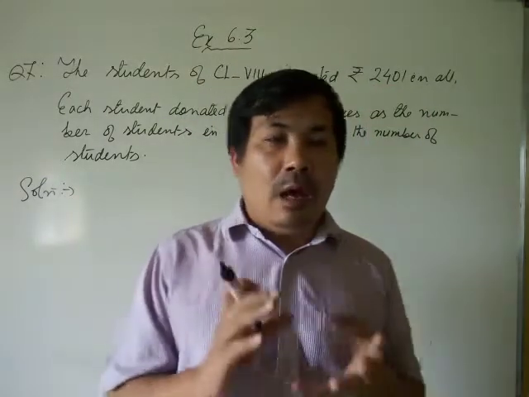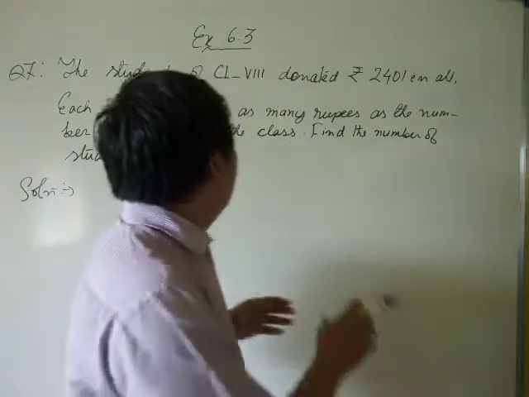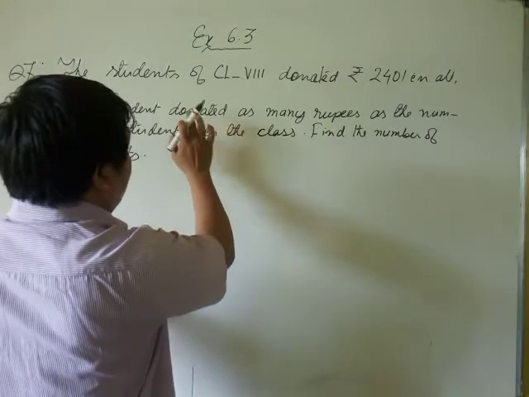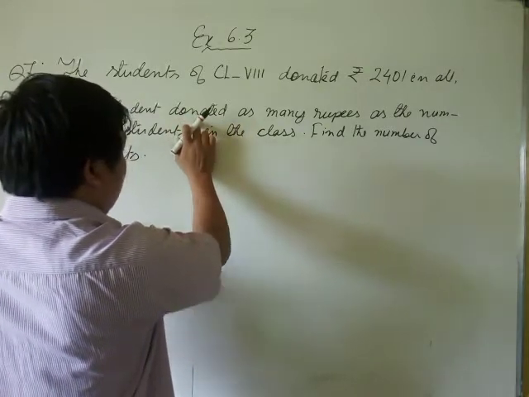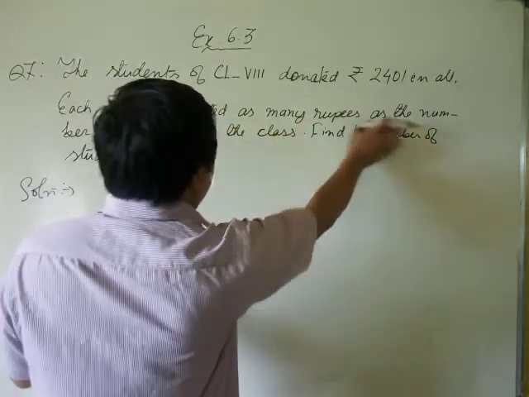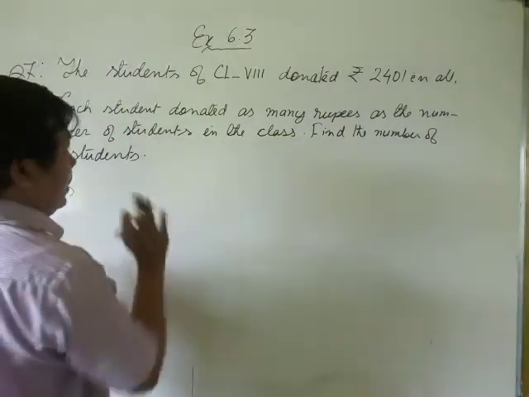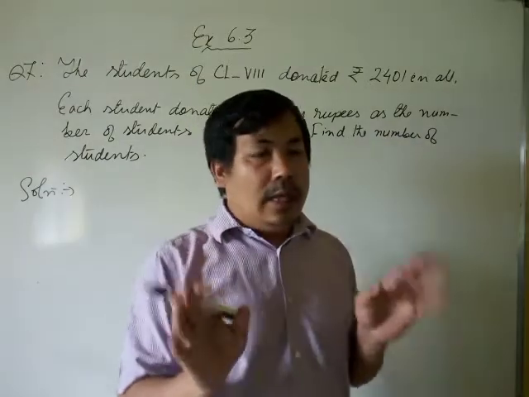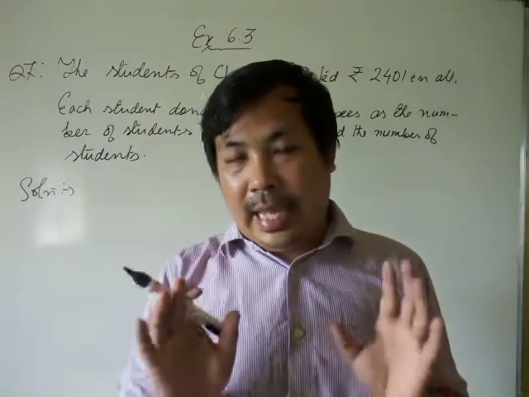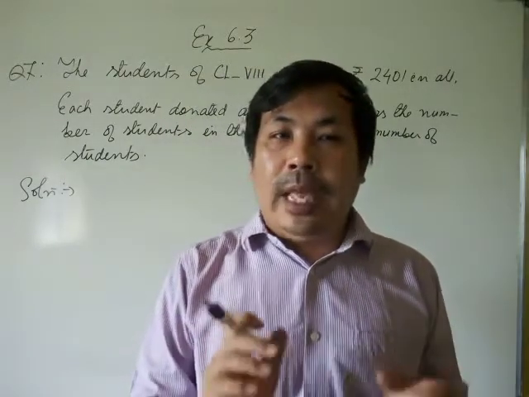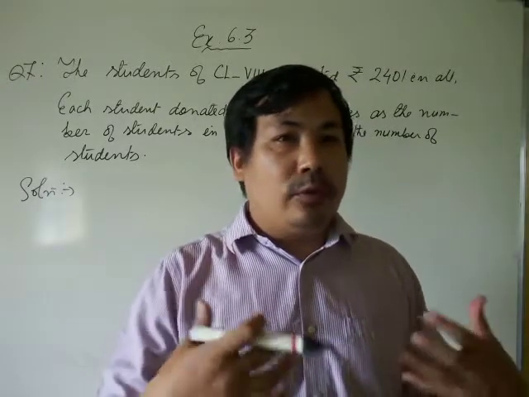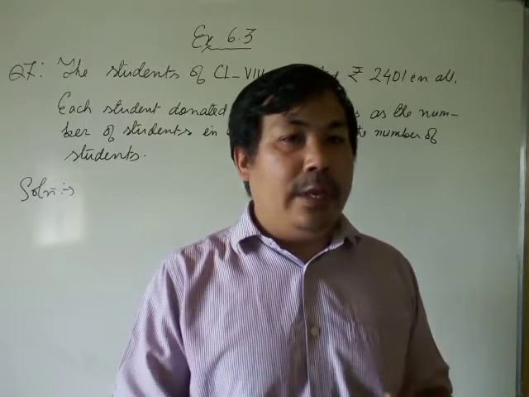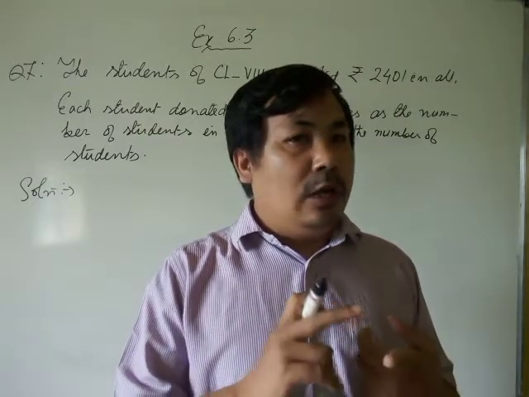Once again, how many students do you see here? Each student donated as many rupees as the number of students in the class. Find the number of students. We don't know the number of students, but let us take the number of students as x, then the amount will also be x. That will be the amount for every single child to be donated.